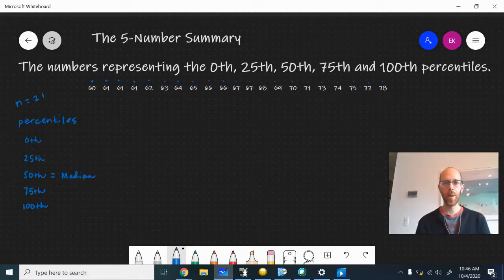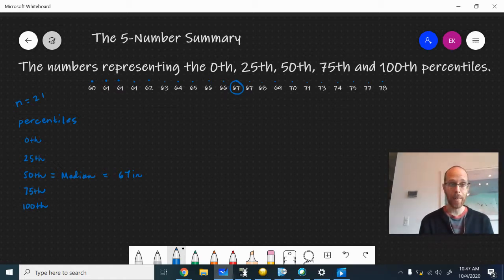So since there are 21 values, I know that I can break this up into 10, 10, and 1 in the middle. So I'm going to go 1, 2, 3, 4, 5, 6, 7, 8, 9, 10. This would be the 11th value right here. So our median is going to be a student that is 67 inches tall.